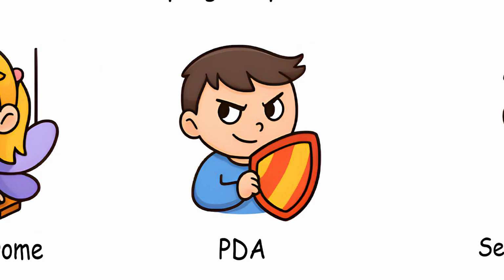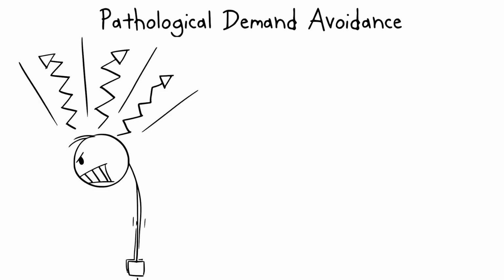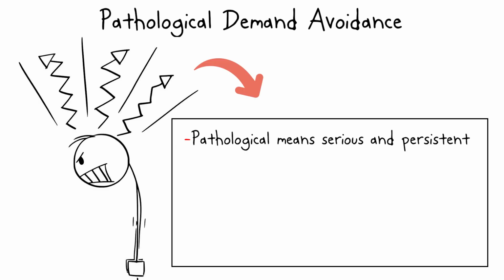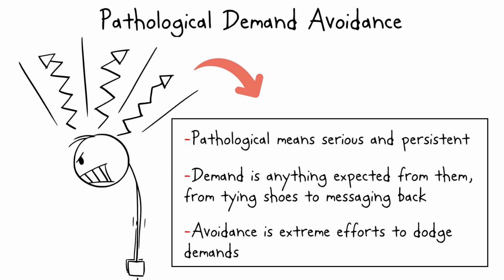Pathological Demand Avoidance, PDA. The rebel on the spectrum. PDA is autism's rebellious cousin. Imagine someone who refuses to do anything simply because they were told to. Pathological means serious and persistent. Demand is anything expected from them, from tying shoes to messaging back. Avoidance is extreme efforts to dodge demands.